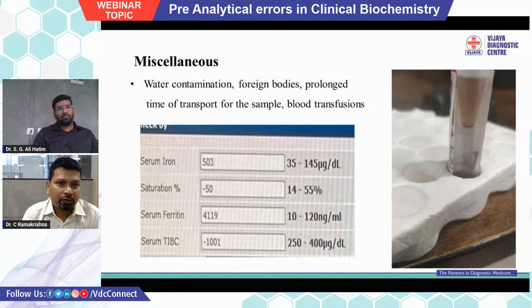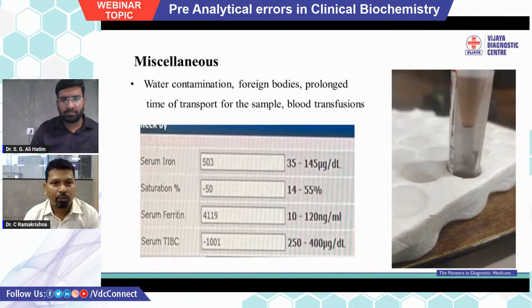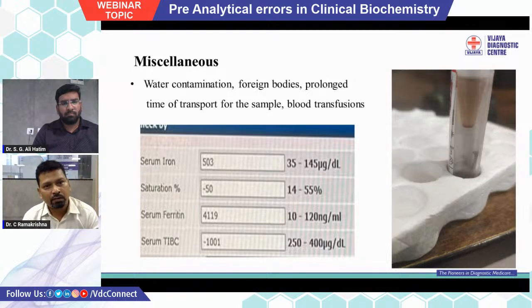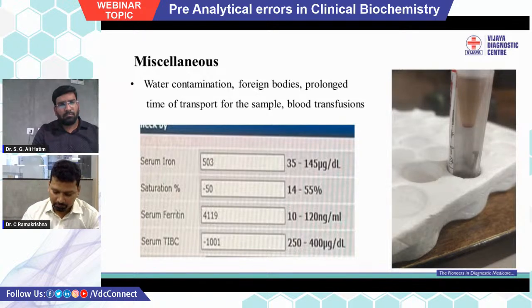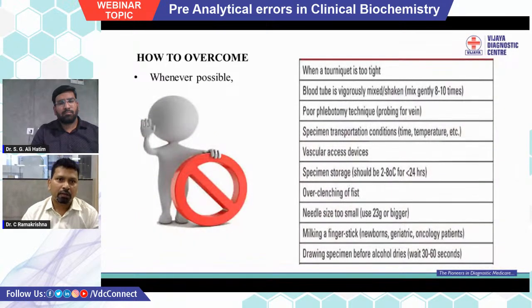And coming to the miscellaneous causes, causes like water contamination, foreign bodies, prolonged time of transport for the sample, and blood transfusions. All these will lead to abnormal pre-analytic analysis. So, how to overcome all these abnormalities?